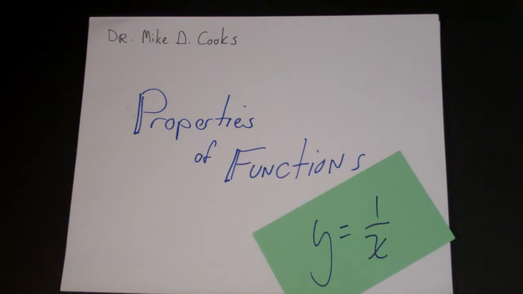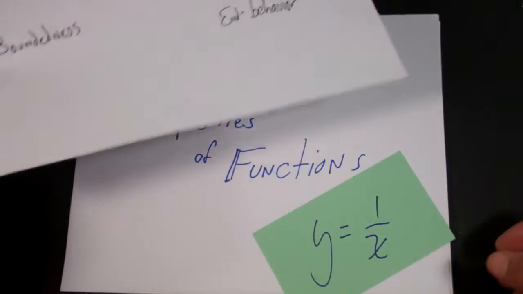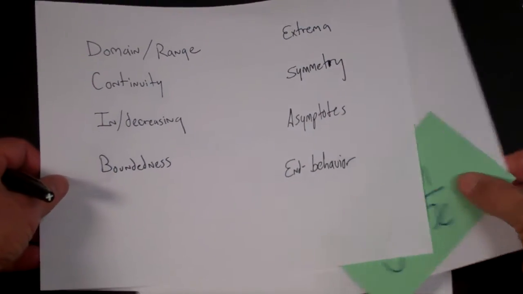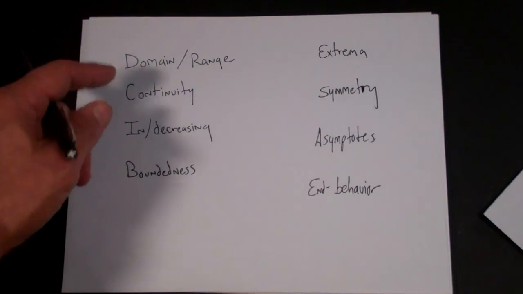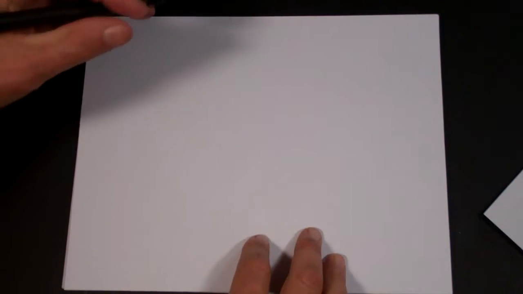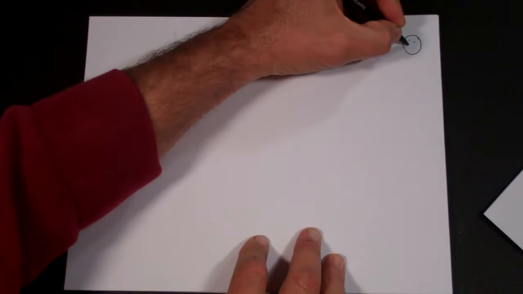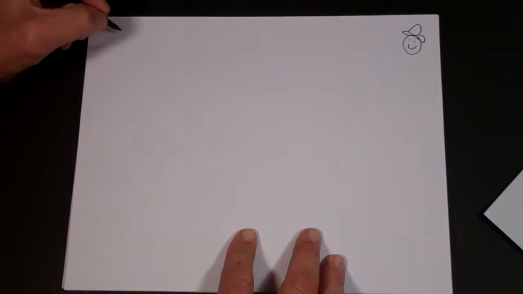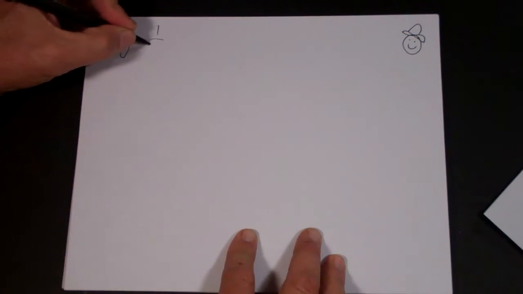Now let's look at the properties of the function y equals 1 over x. When we talk about the properties of a function, we're really talking about these 8 properties: domain and range, continuity, etc. And the key to figuring out the properties of y equals 1 over x is to memorize the graph. So let's memorize that. You have y equals 1 over x.